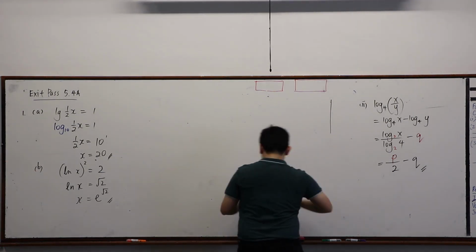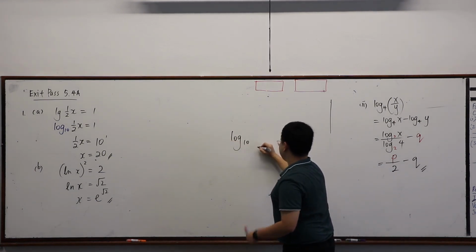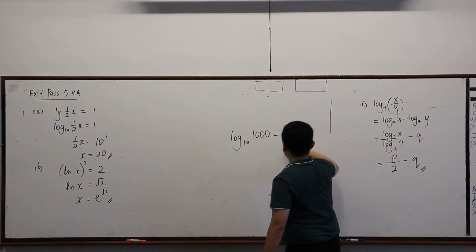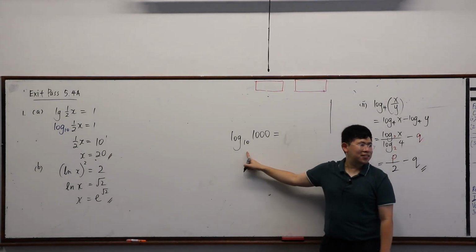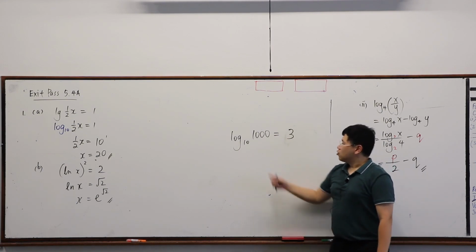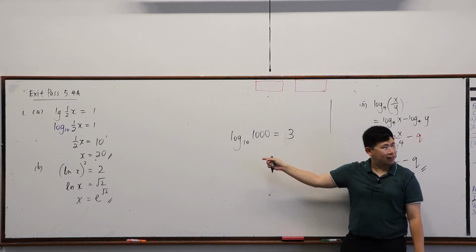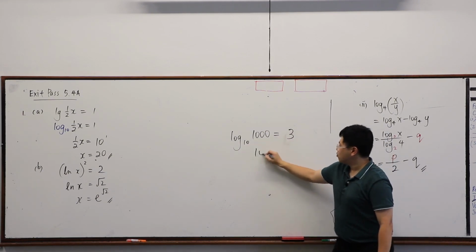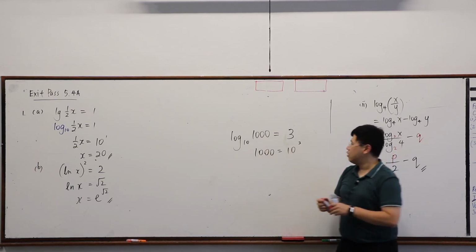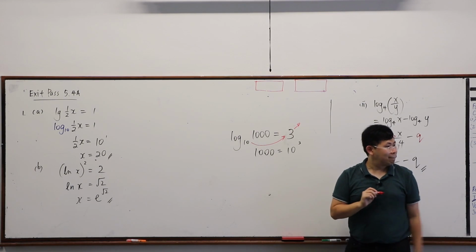Index form. Okay, example: 10 to the power of what is 1000? 10 to the power of 3 is 1000. Agree? So this is the base, this is the power, this is the number that we have. So base and power together, right? So this one is equal to this. So generally, if you want to physically move, the 10 will come here, the 3 will go up.